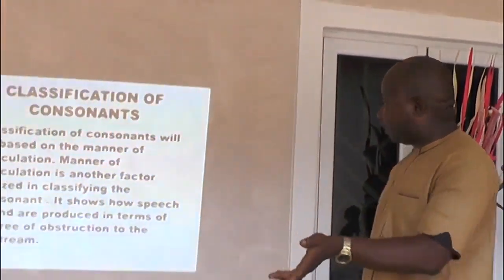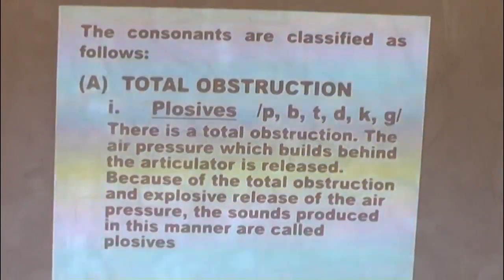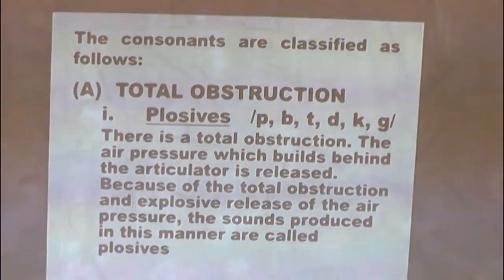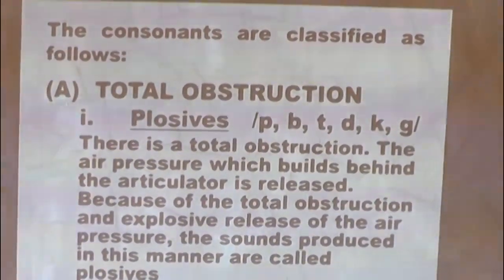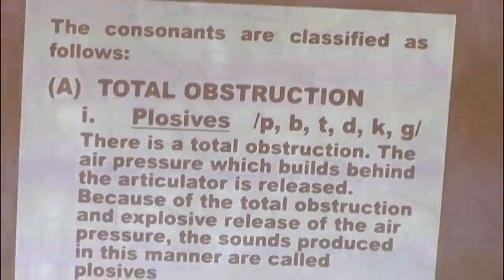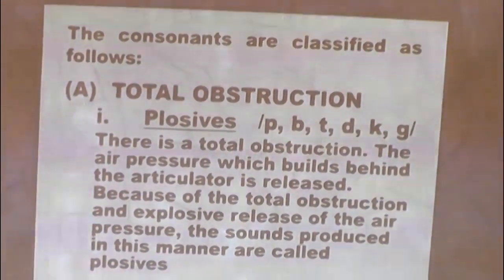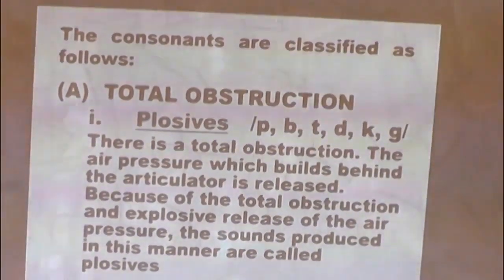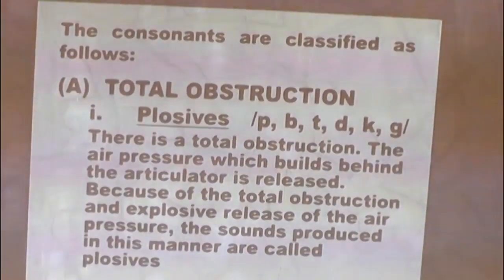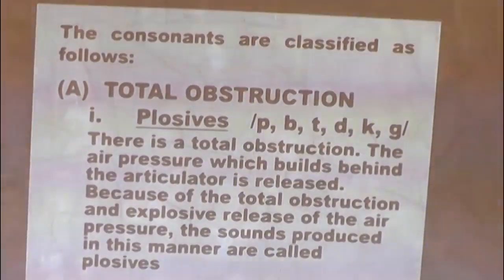So we are going to look at the classification now. The classification of the consonant sounds on the basis of manner of articulation has two major divisions. One is total obstruction. We are going to look at those that have total obstruction, which, as I explained initially, means that there is no flow of air from the lung.